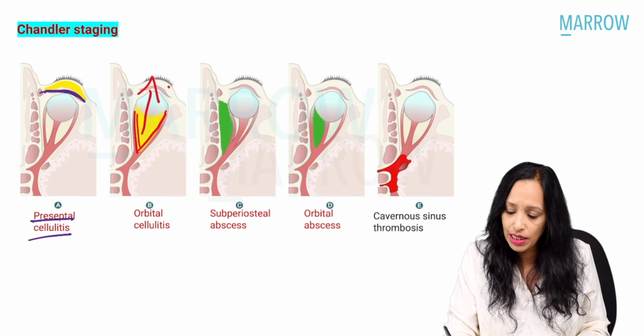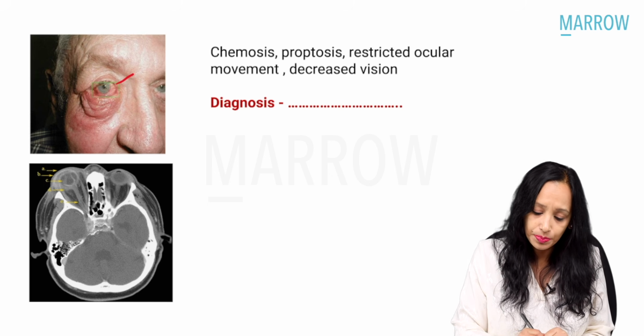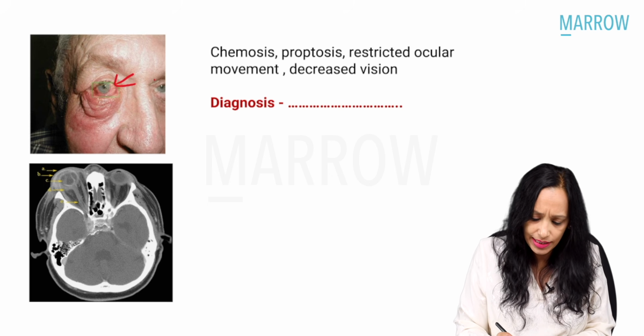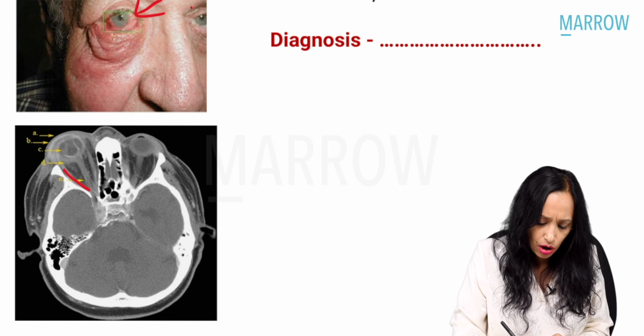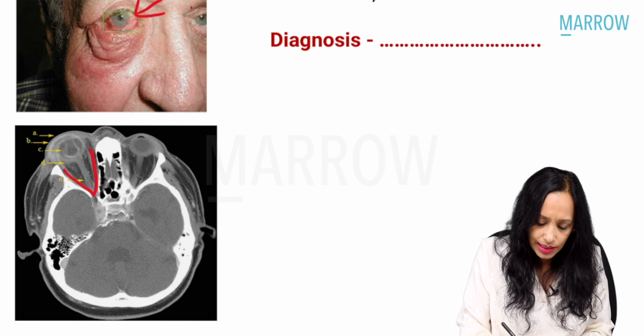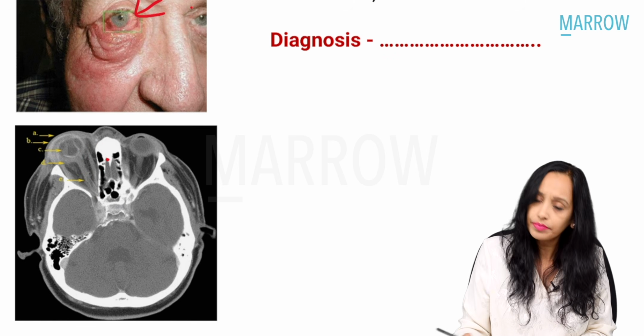Yes, so if you see this on CT, how will this appear? Can you see there is chemosis, there is proptosis? And see the CT scan. We are seeing that there is a lot of inflammation, edema inside the orbit. This is the nose, the lamina papyracea, everything is appearing good. Inside the orbital cone, there is edema pushing the orbit outside.